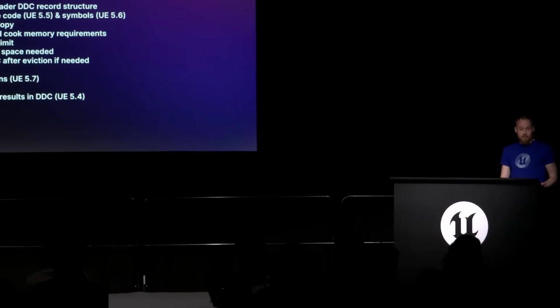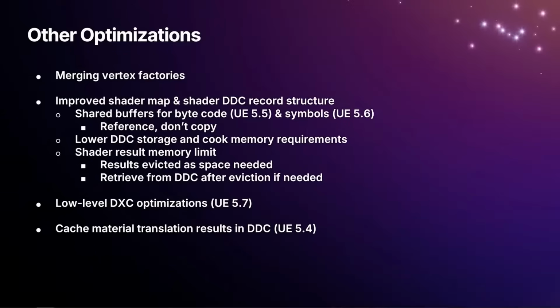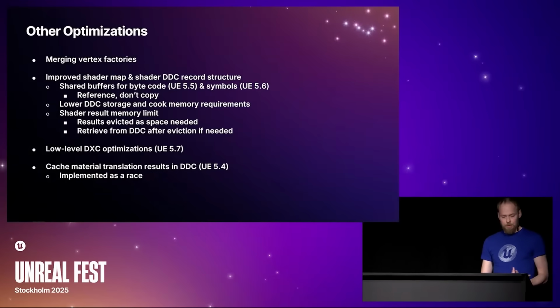We also implemented caching of material translation results. We noticed that large materials could take hundreds of milliseconds to translate. Round trip time to our Zen shared DDC is usually single or double digit milliseconds. So we implemented this as a race, to avoid the possibility that the cache request would take longer than translation itself, which tended to be common for some very small materials. Whichever of the translation or DDC request completes first causes the other one to abort.